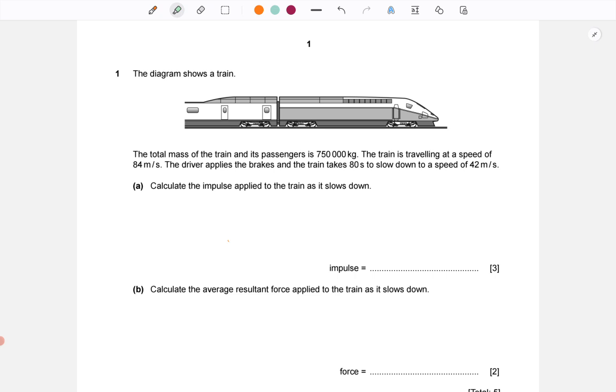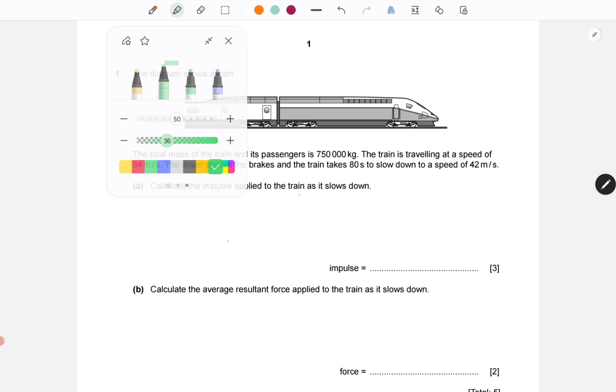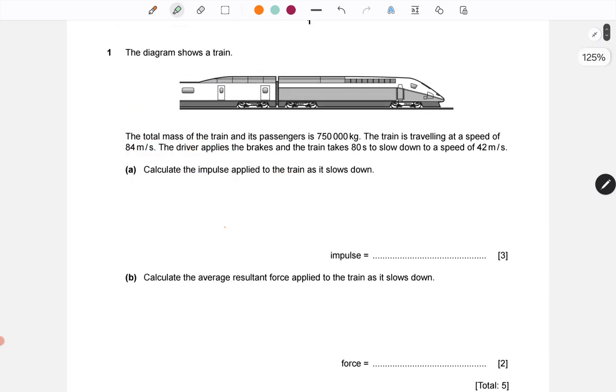The first question is: the total mass of the train and its passengers is... let's highlight the values. Which values are we going to use? The mass is given. Then we have velocity, or you can say speed. The train is traveling at a speed of 84 meters per second. Then you have time, 80 seconds. Then it slows down to a speed of 42 meters per second, right? So you have mass, two different velocities, and time.